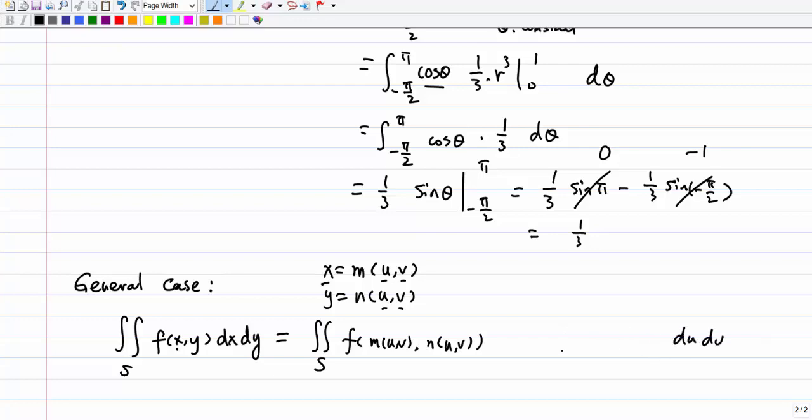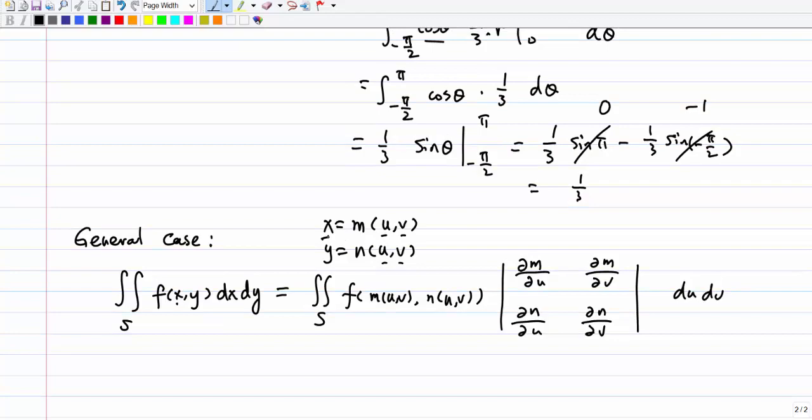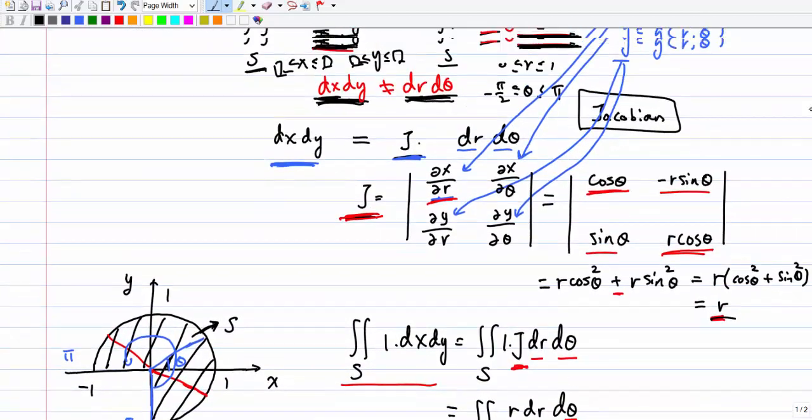Now for this one you have a Jacobian. The Jacobian is given by partial m over partial u, partial m over partial v, and partial n over partial u, partial n over partial v. And this is computed as the determinant of a 2 by 2 matrix. So this is a general form. This is a general form you use for any sort of change of variable, because this is a special case of the change of variable you use.